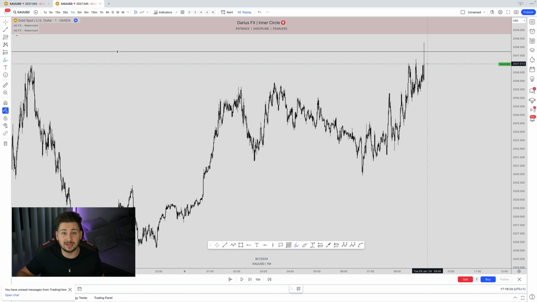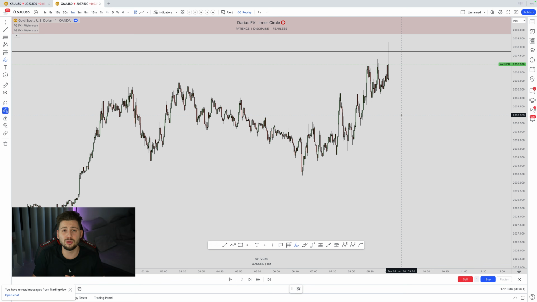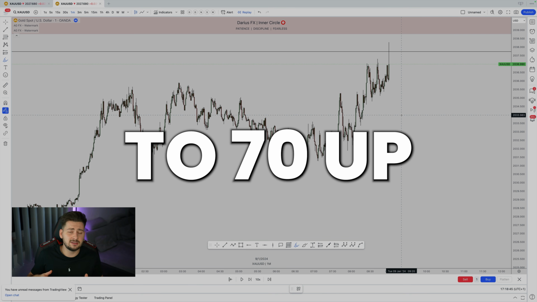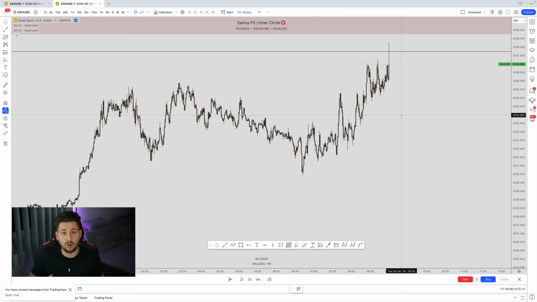So that one pullback, depending on what pair you're trading, and in this case we're trading gold, which is super aggressive, will result in a very big amount of pips, which I'm able to trade, because I'm not looking for the biggest movements. I don't want to trade 200 pips on gold, even though it's possible, but I'm looking to trade everything between 40, 50, 60, 70 up to 100 pips a day. That's my goal. That's what I'm always looking for.